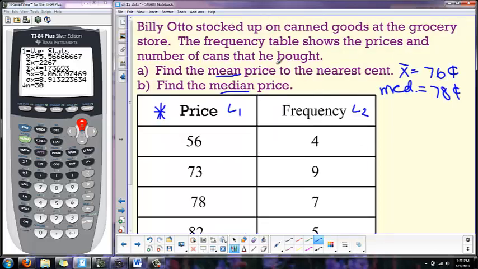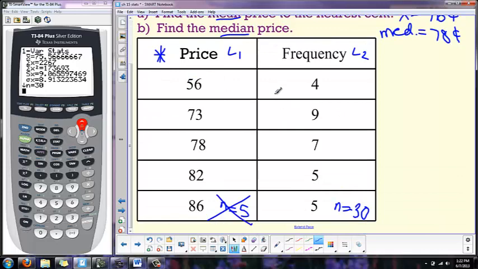Okay? So it's pretty cool because the calculator does the work for you and you don't have to add up 56 4 times, 73 9 times, all that stuff.